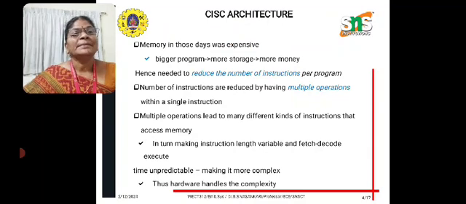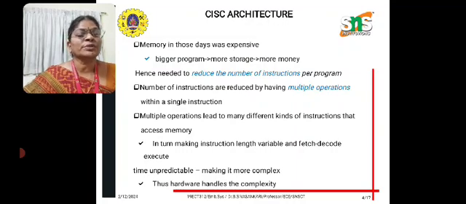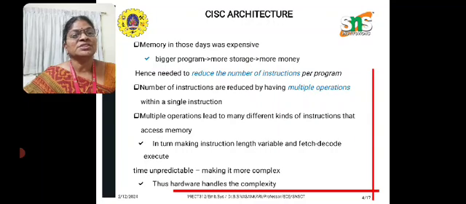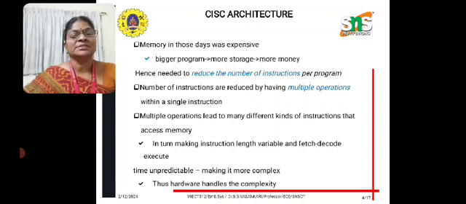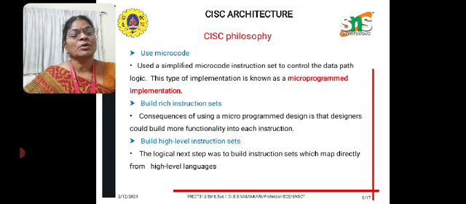The memory in those days was expensive. A bigger program meant more storage and more memory, and hence they needed to reduce the number of instructions per program. The number of instructions is reduced by having multiple operations within a single instruction. Multiple operations lead to many different kinds of instructions that access memory, in turn making instruction length variable and fetch, decode, execute time unpredictable, making it more complex. Thus, hardware handles the complexity.